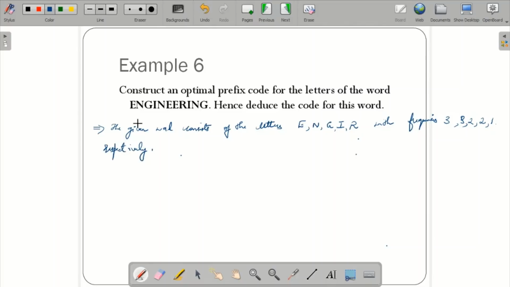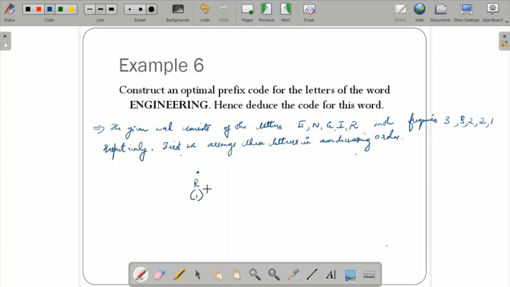Now we have to arrange these letters in non-decreasing order. Write down the frequencies in non-decreasing order. So which is the least one? R. Just write R.